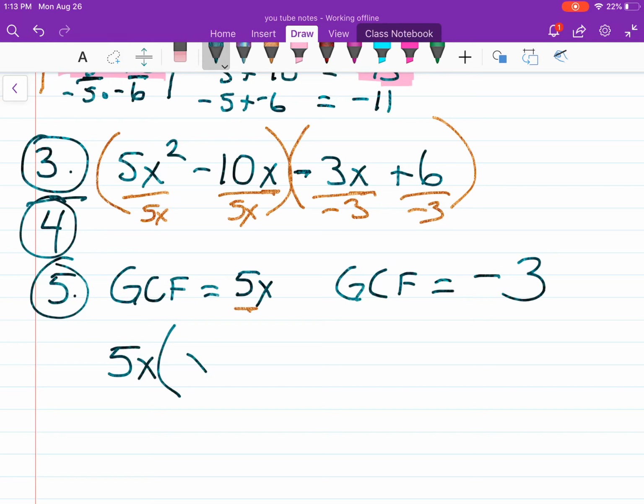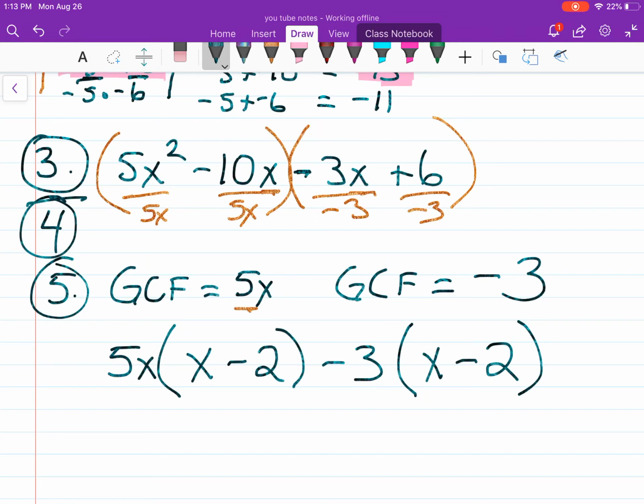5x goes into 5x squared. I'm left with an x. 5x goes into negative 10, negative 2 times. Bring that negative 3 over. What am I left with? Negative 3 goes into negative 3x, x times, and negative 3 goes into positive 6, negative 2.